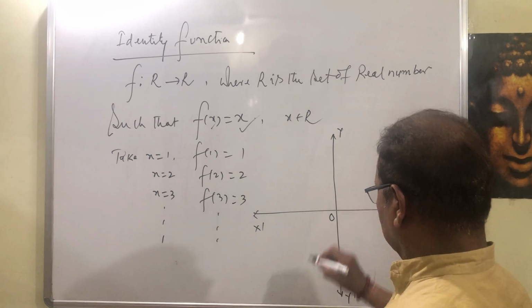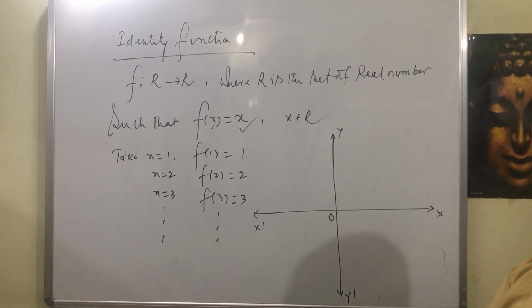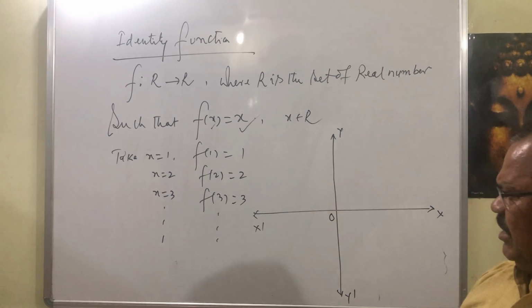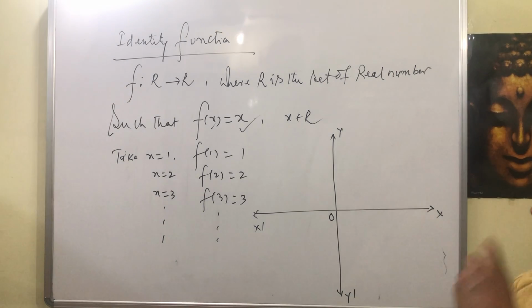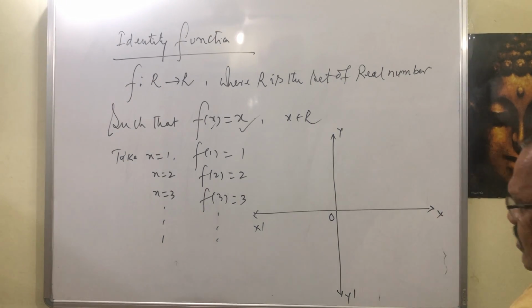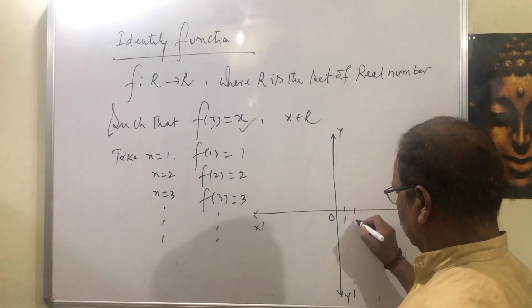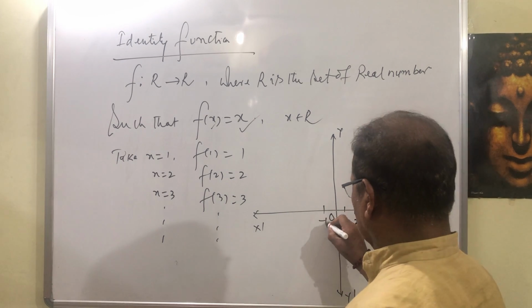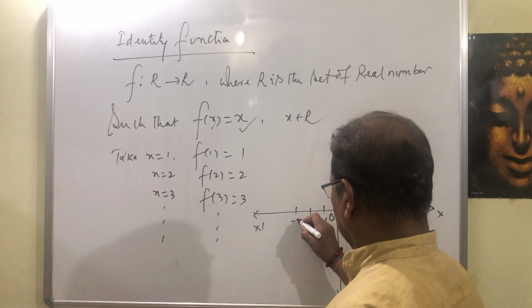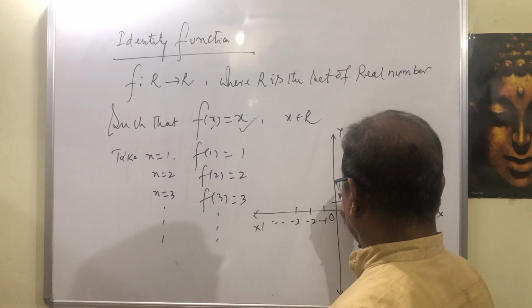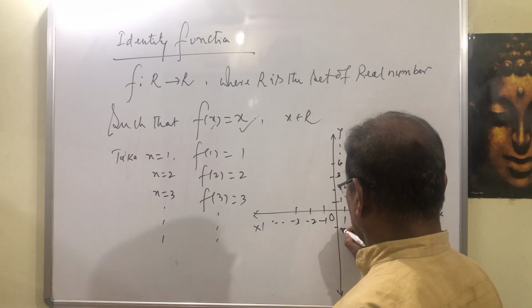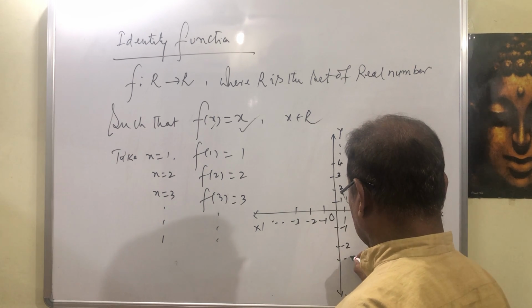You are quite enough to understand how to represent the points on the number line. We had already seen this in class 10. Let us write 1, 2, 3, 4, and so on. This is -1, -2, -3, and so on. This is 1, 2, 3, 4, and so on. This is -1, -2, -3.